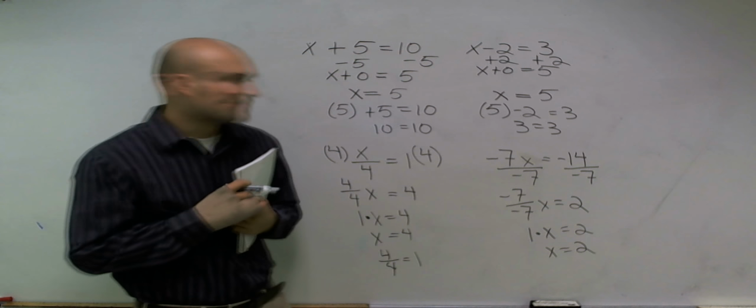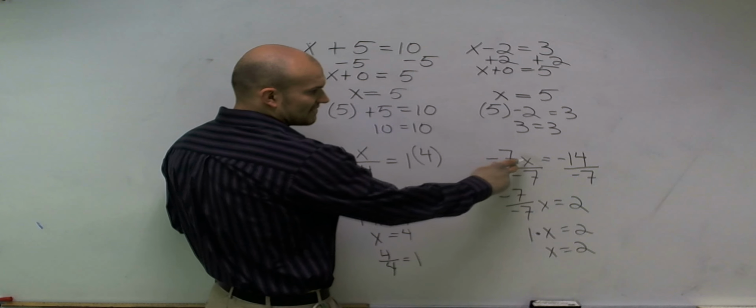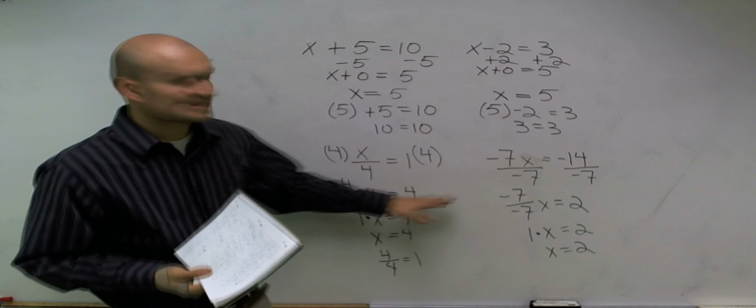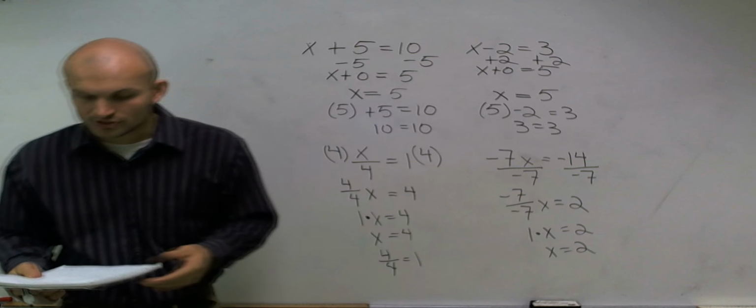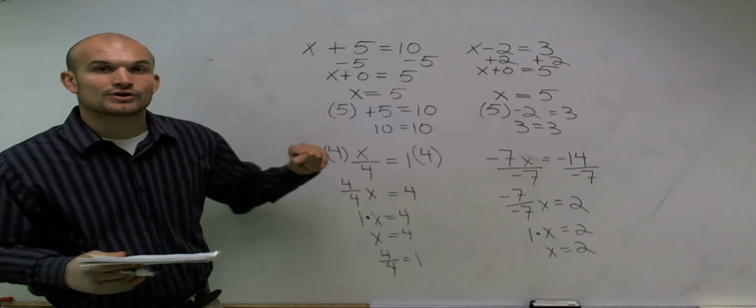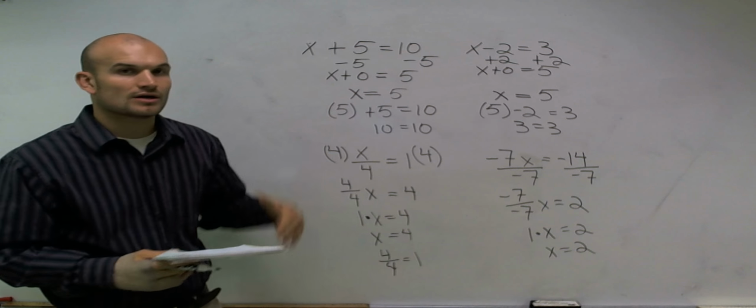I plug my problem back in. Does -7 times 2 give me a -14? And the answer is true. So therefore, that's 4 examples for you to go and check out. What I'd like to do now is give you 8 examples to try on your own, see how you do, and then I'll come back and check your work.